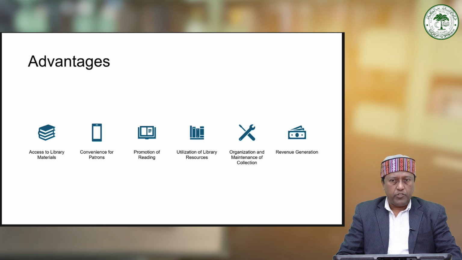Then one more advantage of this circulation section is revenue generation. Although no one is in favor of this revenue generation, some libraries charge fines for overdue material or offer paid services such as printing and photocopying, contributing to revenue generation for the library. But the calculation of fines should not be counted as a revenue generation mechanism. Ultimately, the library is doing it just to deter the users from delaying the return.